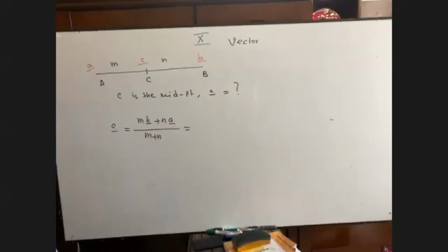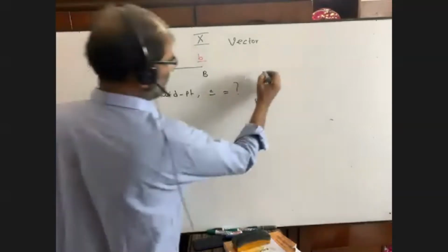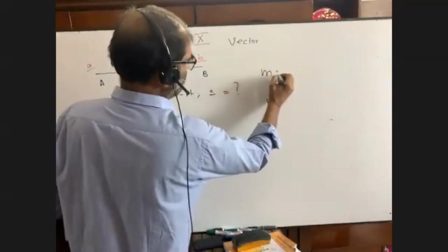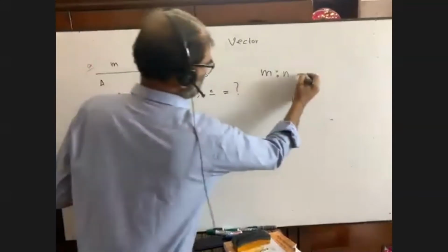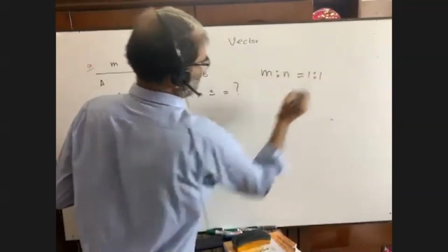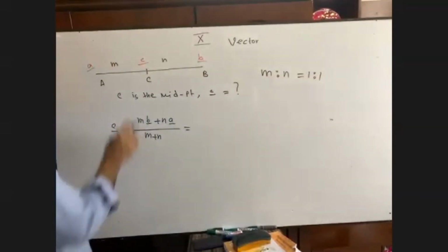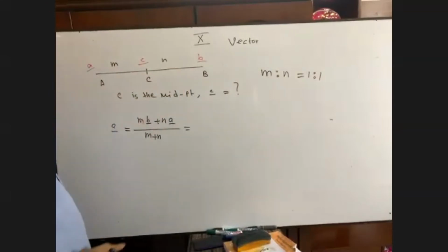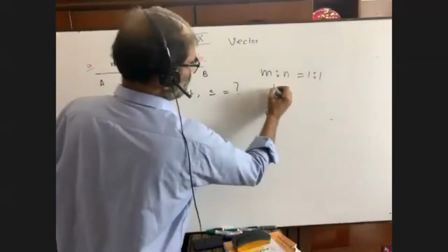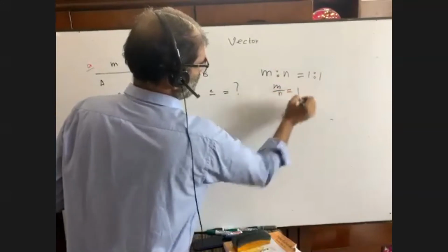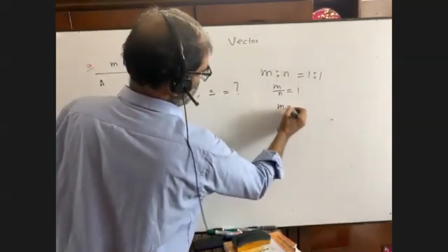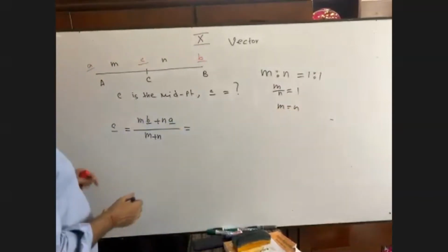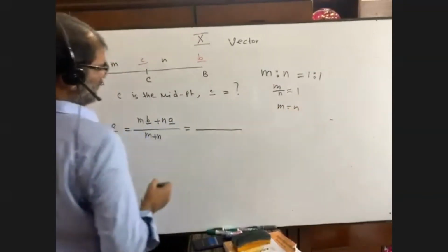Now, C is the midpoint. What is meant by this? M is to N. Midpoint, that means what? 1 is to 1. Right? Midpoint means what? If it is 1, then it is 1. Right? That means M by N equals to 1. 1 by 1 means 1. That means we are getting M equals to N. So for M, you put N.